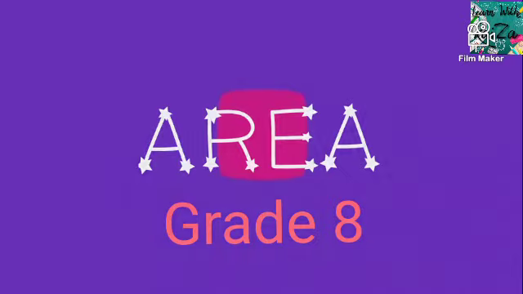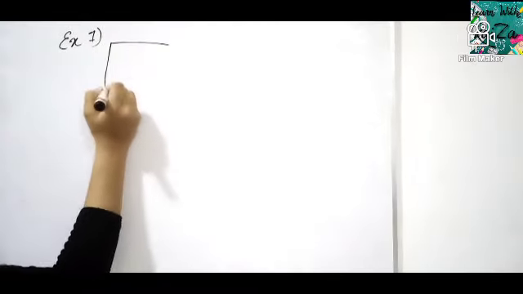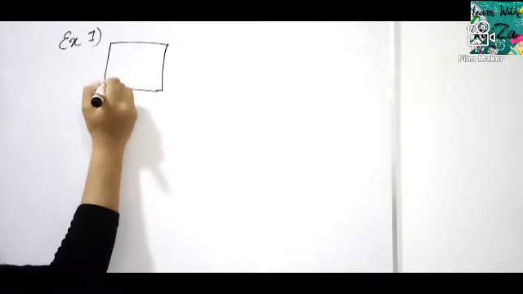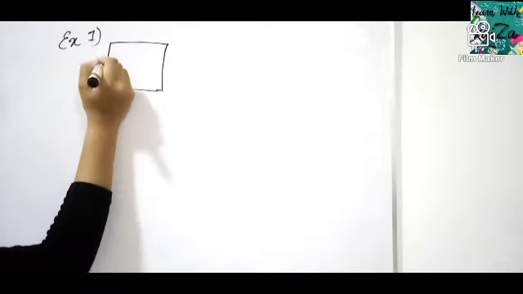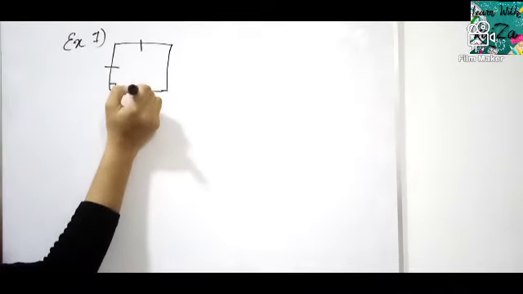Okay, the first example I am taking here, the simple one, square. So you know what is a square. A square means it should be having right angles, all are right angles, and the speciality of the square is its all sides are equal. Okay, that is the speciality.